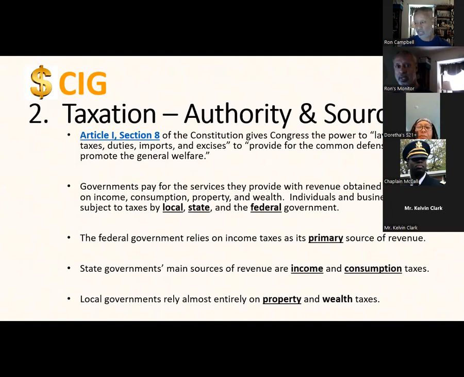And I think Kelvin mentioned this earlier, local governments get their money strictly from property and wealth taxes, okay? So property taxes are how local governments get their money. I know here in Waynesville, St. Robert area, if you own a home, you're going to pay property tax. Or if you have a car, you're going to pay some type of tax in your local jurisdiction. Any questions or comments about authority and sources?